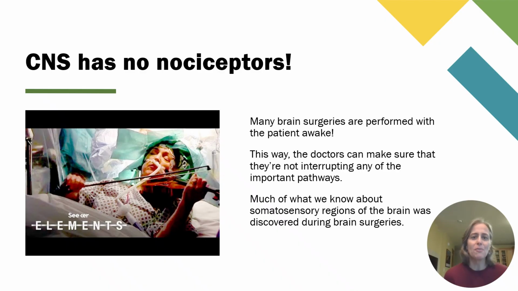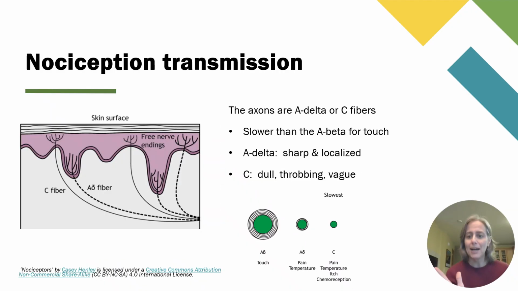So much of our information about the somatosensory system, so the homunculus, how the different things map onto the parietal cortex or the somatosensory area, comes from neurosurgeons touching different parts of the brain while the patient is awake and saying, what do you feel now? What do you feel now? What do you feel? That is actually how we mapped out a lot of the brain. Fascinating. Okay, back to nociception, not in the central nervous system.